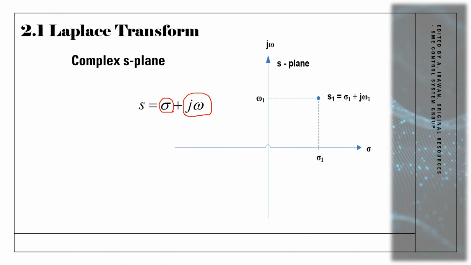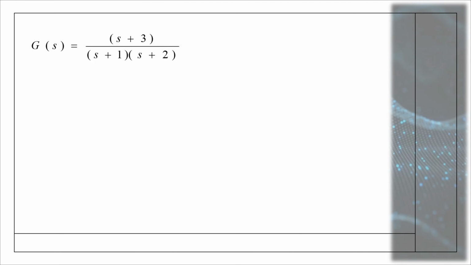For example, for this case, we put the coordinates for the case of S1. Let's take a look at an example. Let's say we have this form of transfer function in the S domain: S plus 3 divided by S plus 1 times S plus 2.